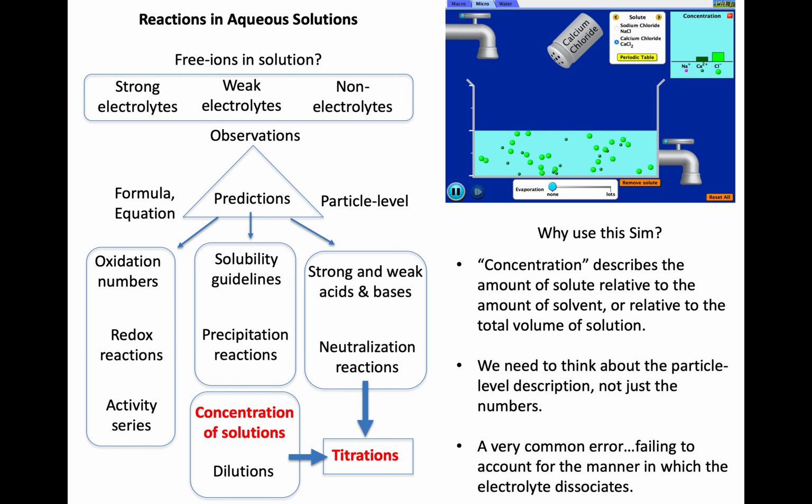And a very common error I find is failing to account for the manner in which the electrolyte dissociates. So I specifically chose calcium chloride to pay attention to how it produces chloride ions, and we had twice as many chloride anions as we had calcium cations.